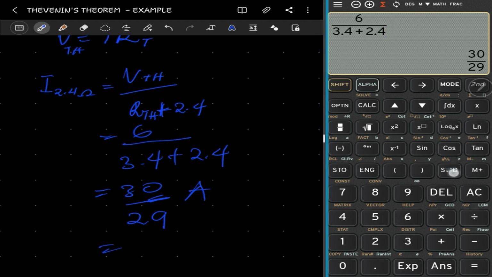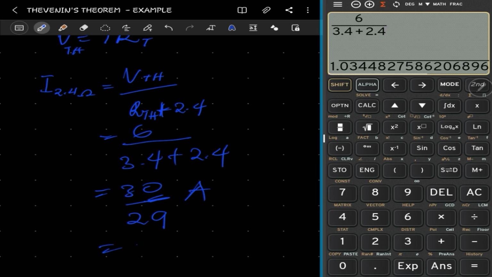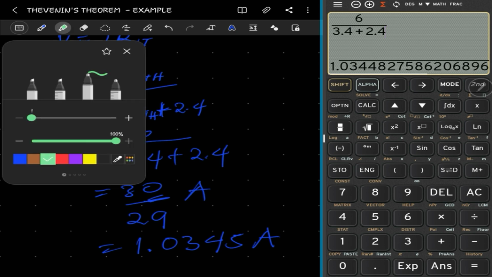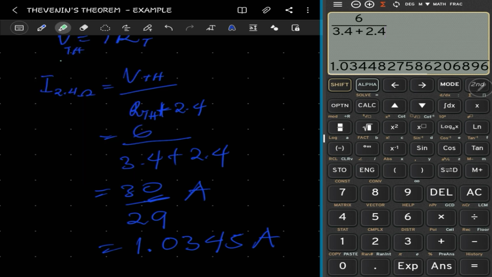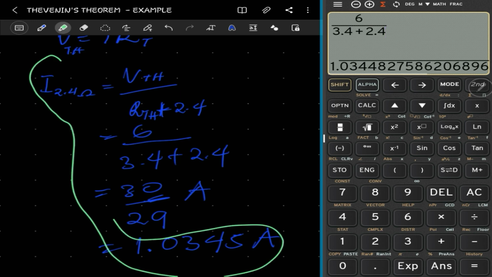So that gives us about 1.0345 amperes, right? Yeah, so that's it. The current in the 2.4 ohm resistor. So that's this. Yeah, so that's it.